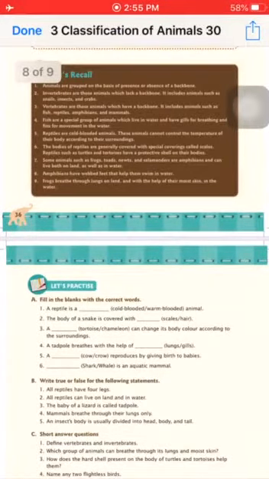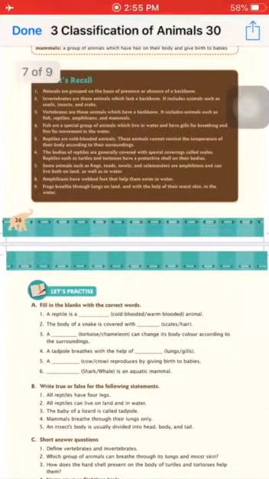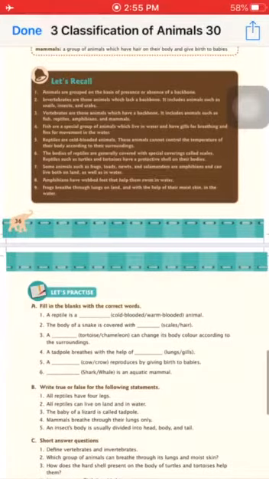All reptiles have four legs. Yes, except snakes, but here we take the answer as true. All reptiles can live on land and in water. False. A baby of a lizard is called a tadpole. False. A baby of a frog is called a tadpole. Mammals breathe through their lungs only. Yes, because they live on land.